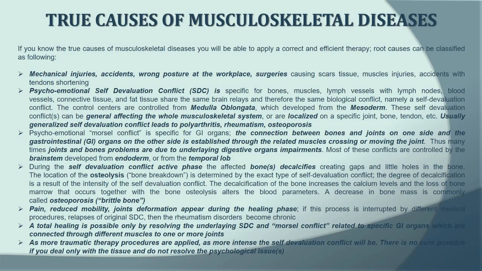They are all specific for bone, muscle, lymph vessel, and lymph node, as well as blood vessel, connective tissue, and fat tissue illnesses, as they share the same brain relays and therefore the same biological conflict, namely a so-called self-devaluation conflict. The control centers are controlled from your medulla oblongata, which develop from the mesoderm. These self-devaluation conflicts can be general, affecting the whole musculoskeletal system, or are localized on a specific joint, bone, or tendon, etc. Usually, generalized self-devaluation conflicts lead to polyarthritis, rheumatism, as well as osteoporosis.